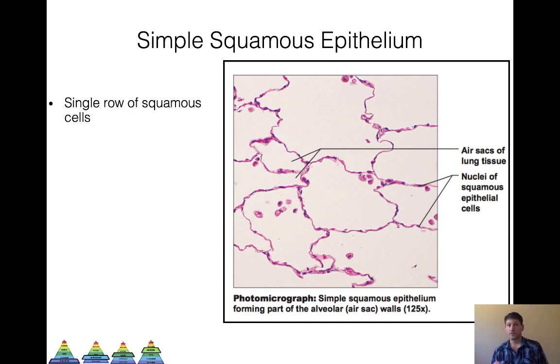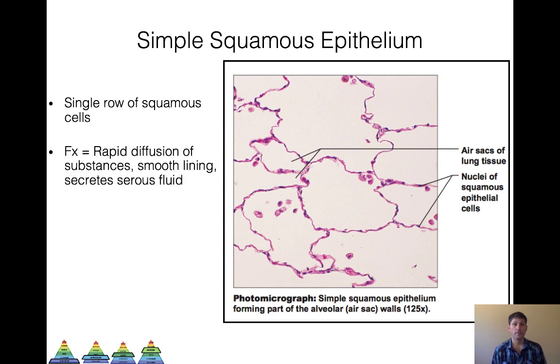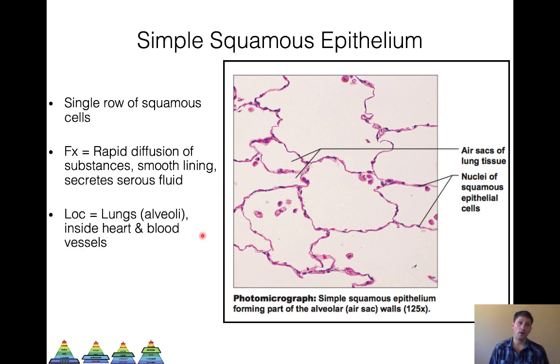Simple squamous cells: single row, flat, squishy cells. They are involved in rapid diffusion. Thin cells, we want substances moving across them. In this image, we have the cross-section of lung tissue, and we have these big air spaces. When you inhale, that's filled up with air, and oxygen is going to diffuse into these tissues and capillaries, and CO2 is going to diffuse out, and then you're going to compress your lungs and force that air out. We find that in our lungs, but also on the inside of our heart, in our endothelial layer, our endocardium, and on the inner linings of blood vessels.